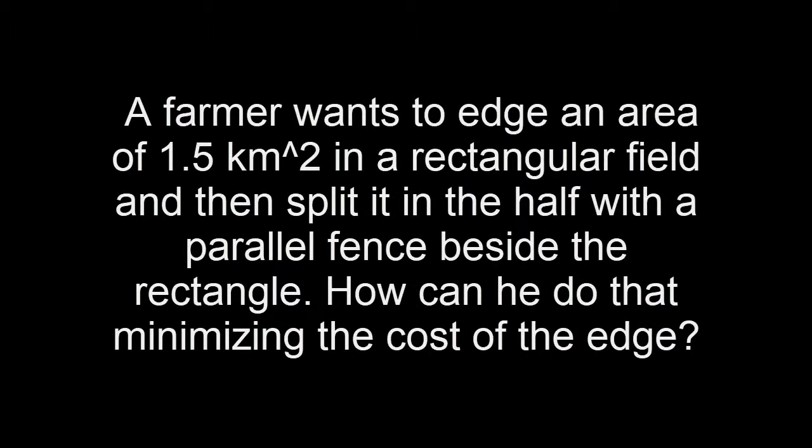A farmer wants to fence an area of 1.5 square kilometers in a rectangular field, then split it in half with a parallel fence beside the rectangle. How can he do that minimizing the cost of the fence?